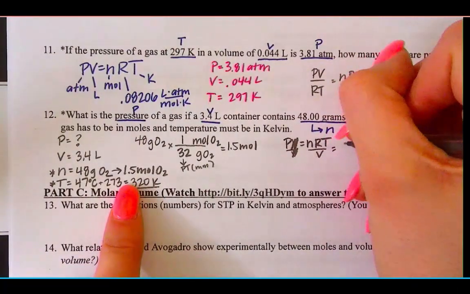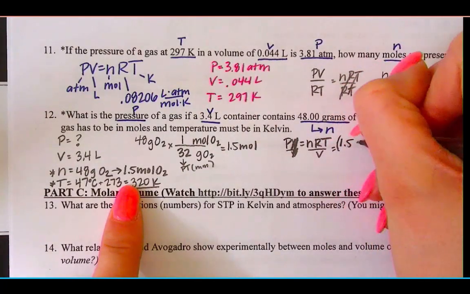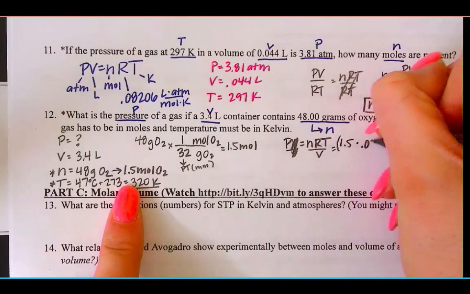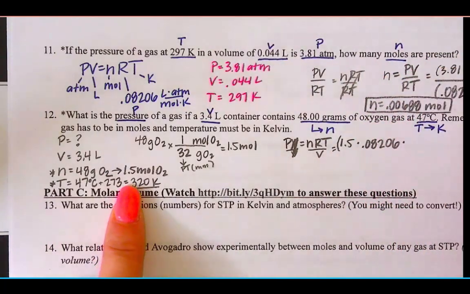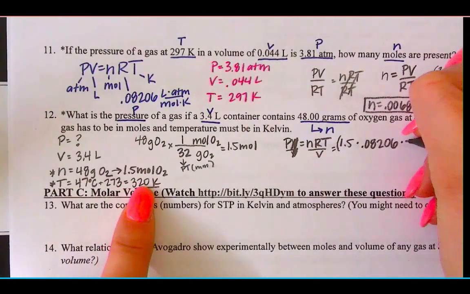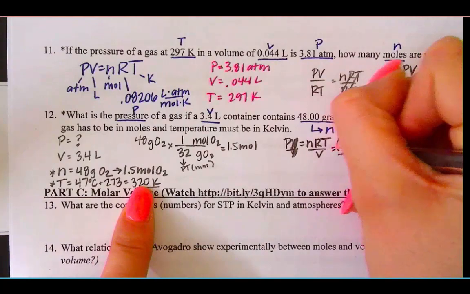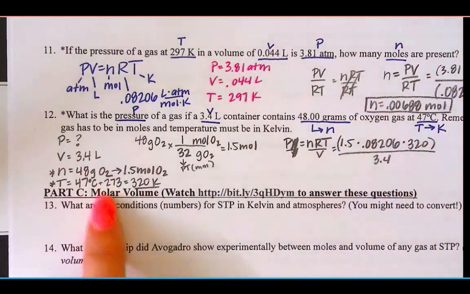So N is 1.5 moles. R is always the same, 0.08206. That's a constant. Temperature is 320 Kelvin divided by the volume, 3.4 liters.